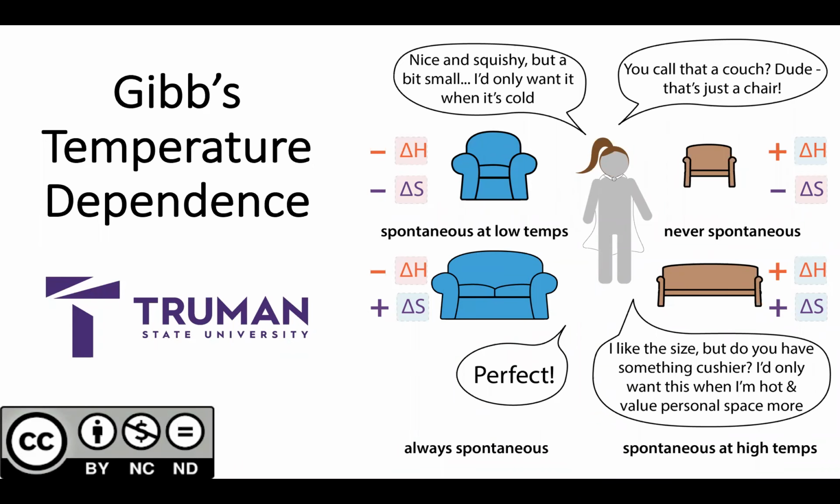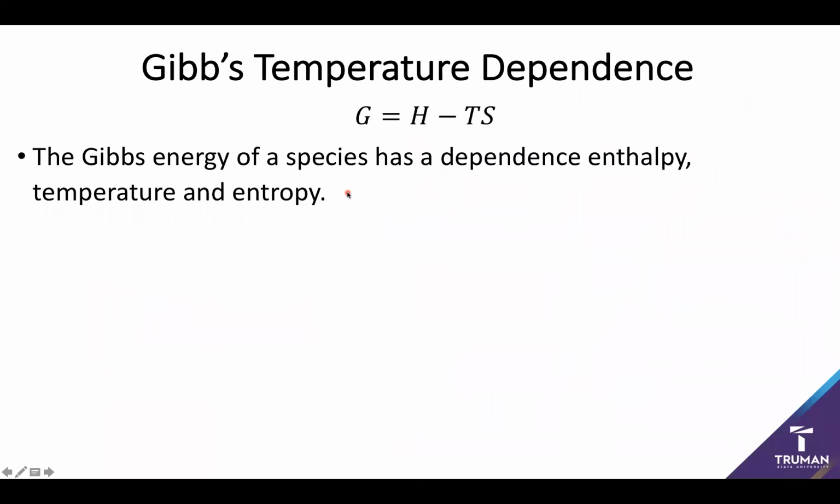So today we're going to be talking about what influence temperature can play on whether or not a reaction is favorable or unfavorable. And not too surprisingly, it turns out enthalpy and entropy are going to have a big role to play here. So one of the big things that is worth noting is when we try and find the Gibbs free energy of an individual species, we do see this dependence on enthalpy, temperature, and entropy.